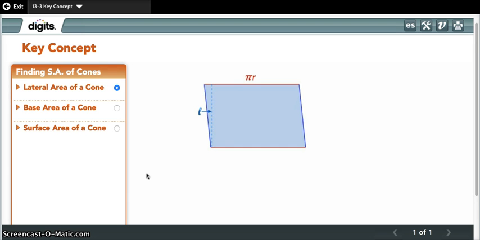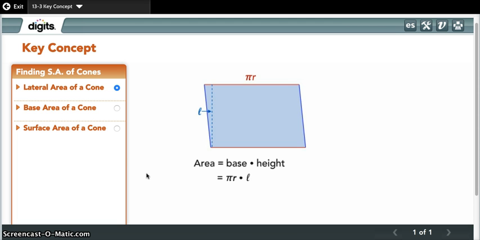So you can use the formula for the area of a parallelogram to find the lateral area of the cone. The area of a parallelogram is base times height. The base is equal to pi r, and the height is L. So the lateral area equals pi times r times L.